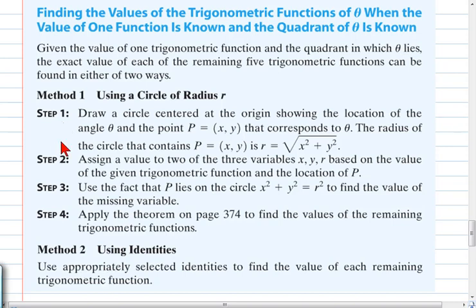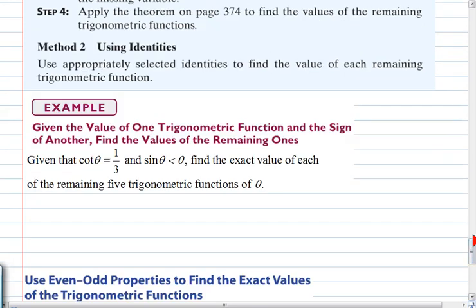Method 1 is drawing a unit circle, but I only drew the triangle part of the unit circle and used the fact that we have the Pythagorean theorem here, or the equation of a circle, x squared plus y squared equals r squared, so we can find r. And then I used the identities, the reciprocal identity, the ratio identity, and all of the unit circle stuff, and I blended the two methods. We can do it again.